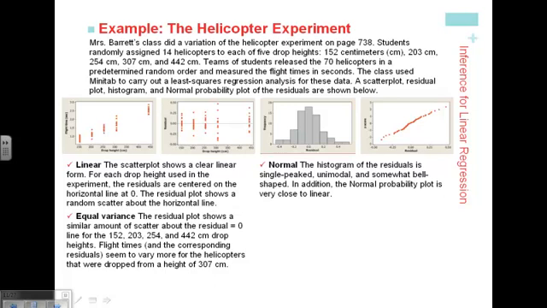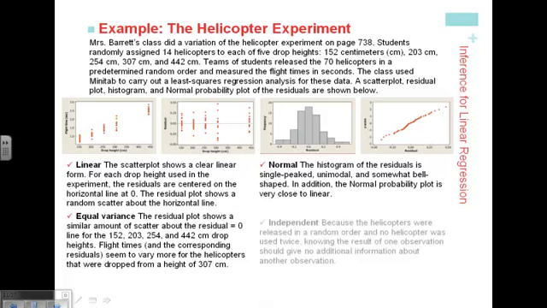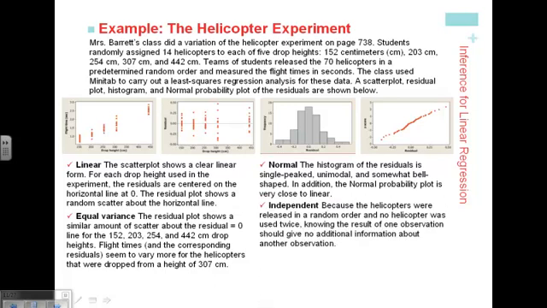They're saying that by their view of the residual plot, it looks like they do not have equal variances. Proceed with caution. And then independence. They said that the helicopters were released in random order. They were randomly assigned to which height they were dropping from. So they have the independence.